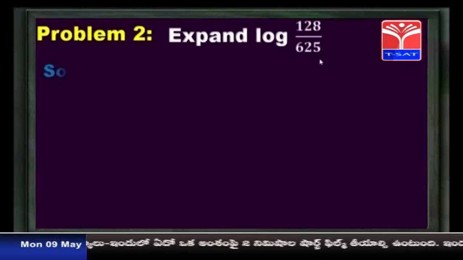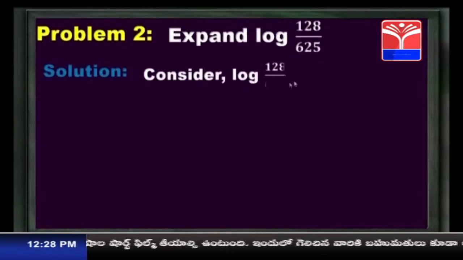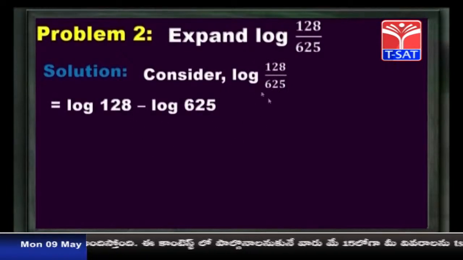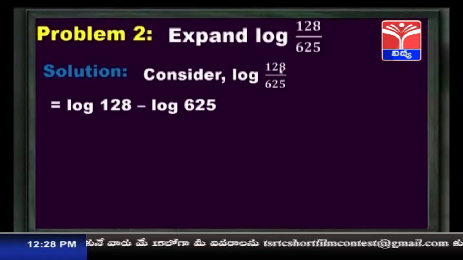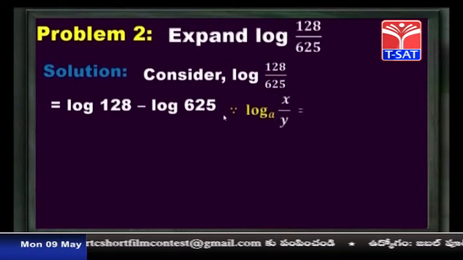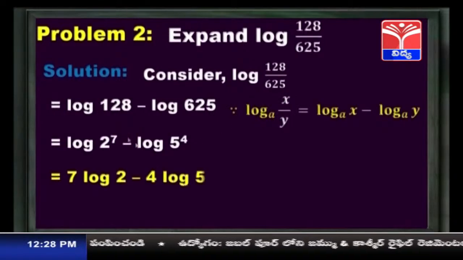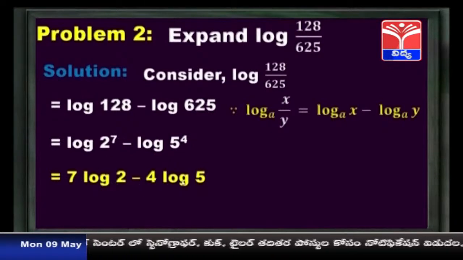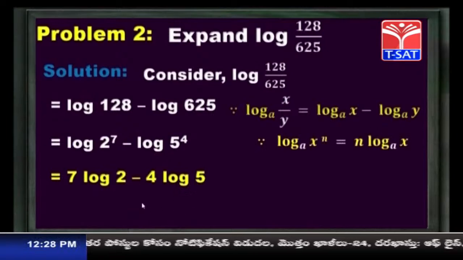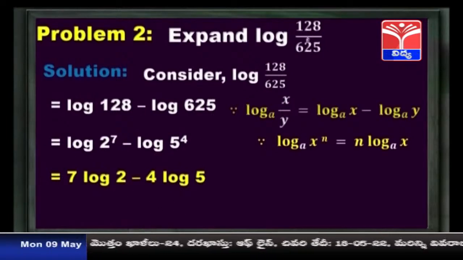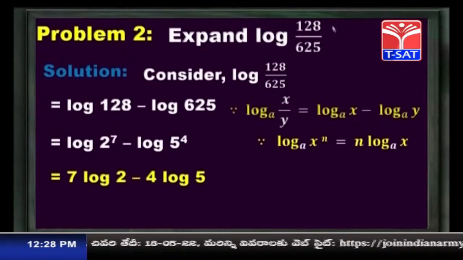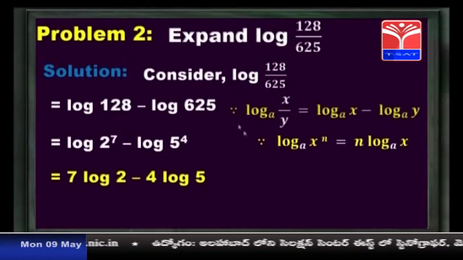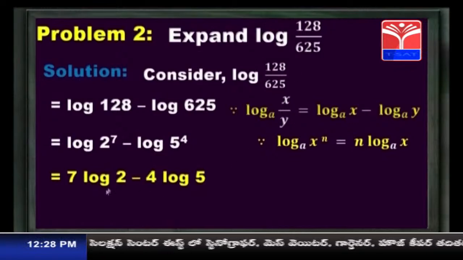Expand log 128 by 625. Consider log 128 by 625, which is log 128 minus log 625. We are using the formula log x by y is log x minus log y. Log 2 power 7 minus log 5 power 4. Again I am using the power rule: 7 log 2 minus 4 log 5. So this is the expansion of log 128 by 625. Log 128 by 625 is equal to 7 log 2 minus 4 log 5. So here the single logarithm we made into multi-logarithm.